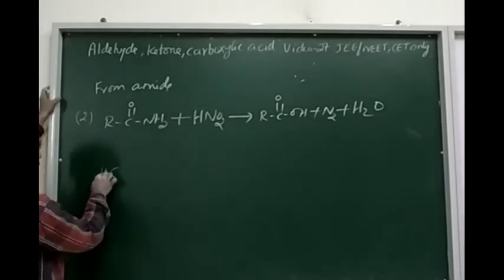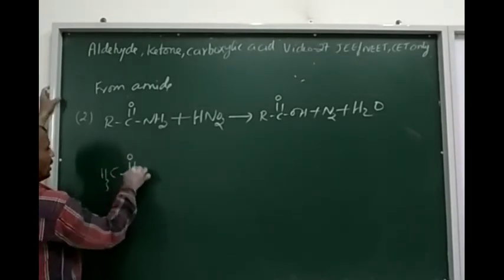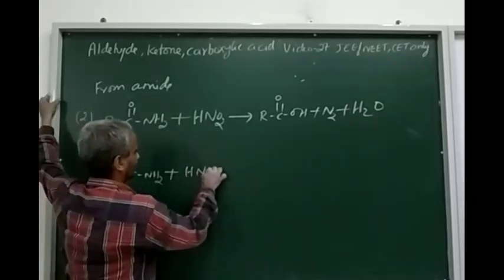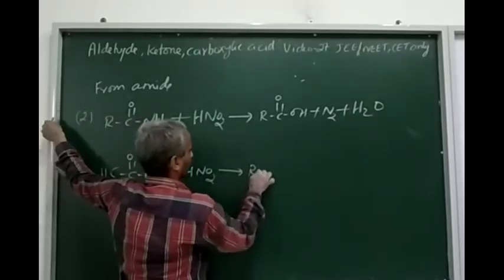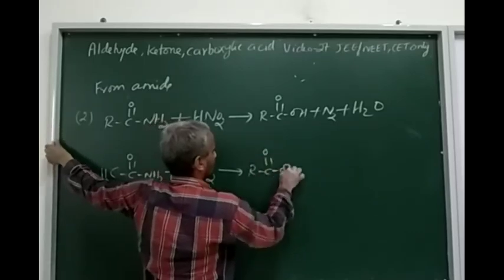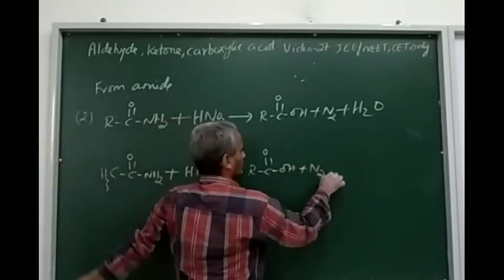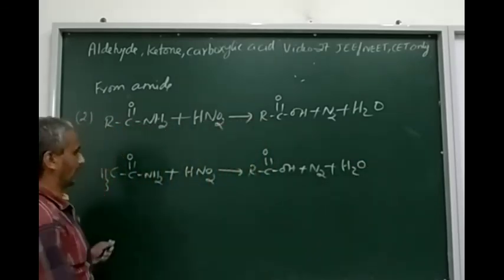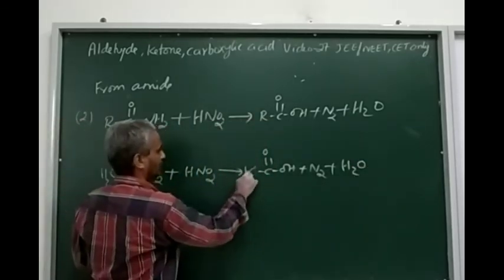Example, CH3CONH2 treated with nitrous acid gives RCOOH plus N2 plus water molecule, and this R is CH3. Acetic acid will be there.